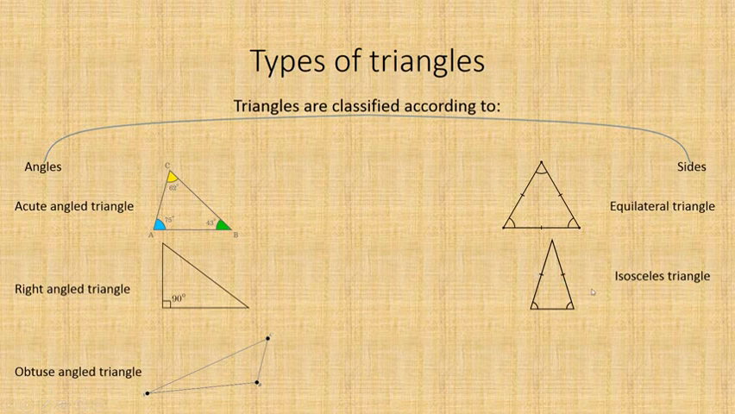Okay? Let's go to the third one, the scalene triangle. This is a triangle that has all three sides not equal to each other. So this side has one number, this has another number, and this has a third number. So all the three sides are not equal to each other. So these are the types of triangles, and I hope that you enjoyed this session.